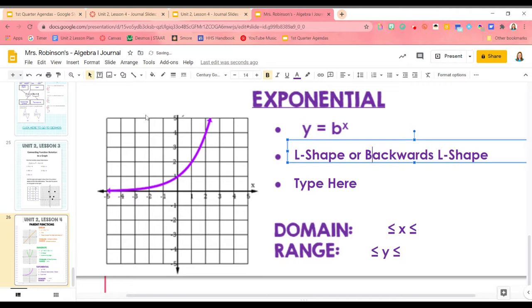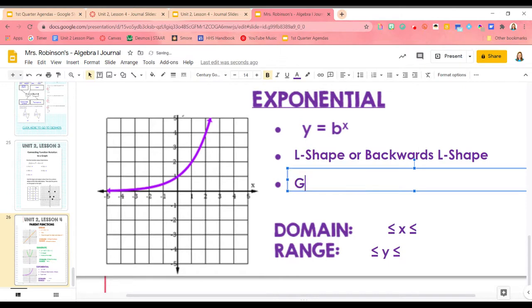Sometimes it goes this way. So this is exponential growth. It's getting high. And sometimes it starts over here and it actually declines. So we call it growth and decay. But we'll talk about that way after spring break, okay? So L shape, or a backwards L shape. And then the parent actually always goes through the point 0, 1. Whoops, I wrote that backwards. 0, 1. So notice right here, here's the parent. It's always going to go through this point right here, 0, 1.